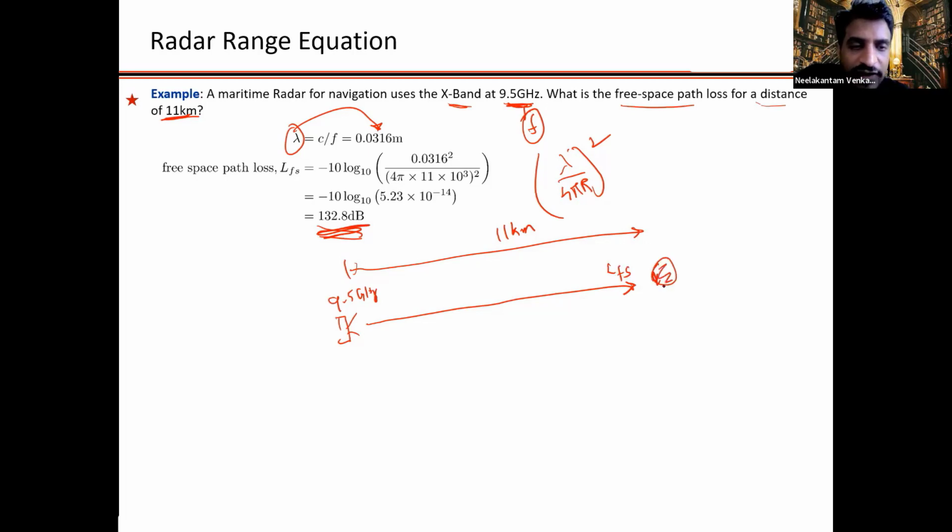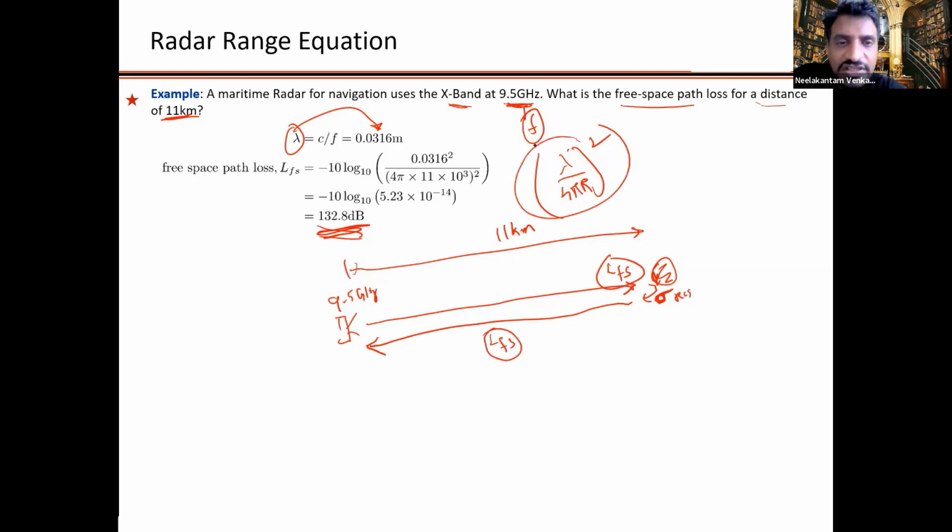But this object can reflect something back. So there is going to be an RCS here. Some factor of that power is going to be reflected back. And then the journey is another LFS. There's a loss of 2 times LFS.